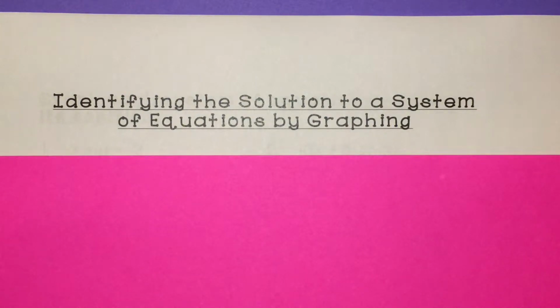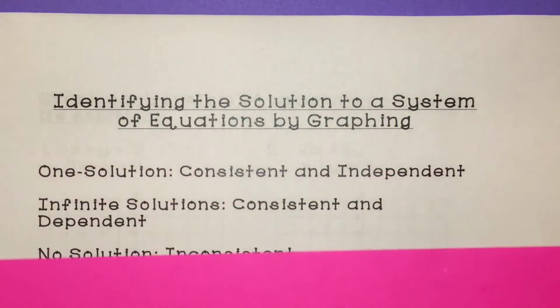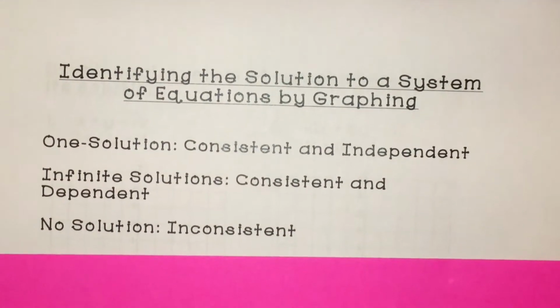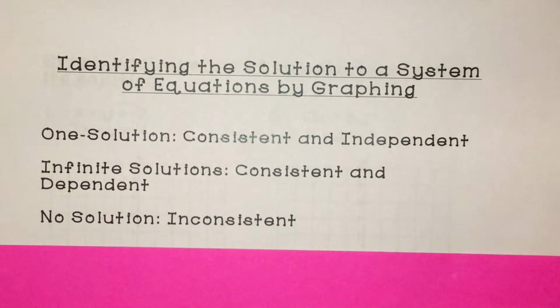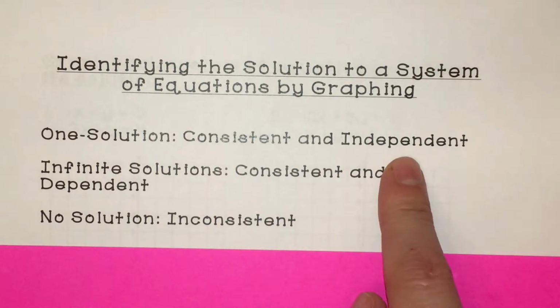We're going to identify the solution to a system of equations by graphing. So we're going to look at three different types of solutions. One solution is where you have two graphs and they intersect at exactly one point. That one point would be the solution. And it's considered consistent and independent.